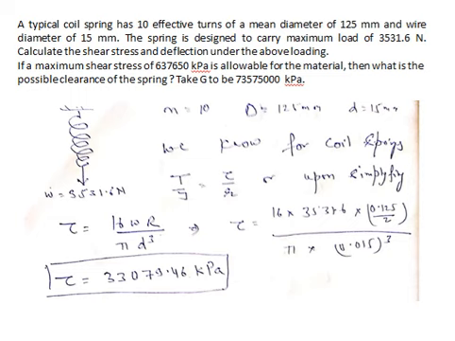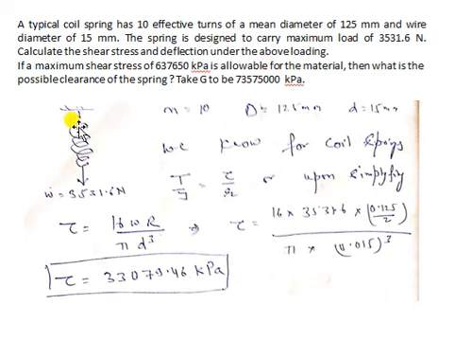Okay, this is one question based on coil spring. We can see a typical coil spring has 10 effective turns. You can very much understand this: a coil spring has a different number of coils, different number of turns. So for this particular case there are 10 turns, 10 coils in this coil spring, and each turn having a mean diameter of 125 millimeter.